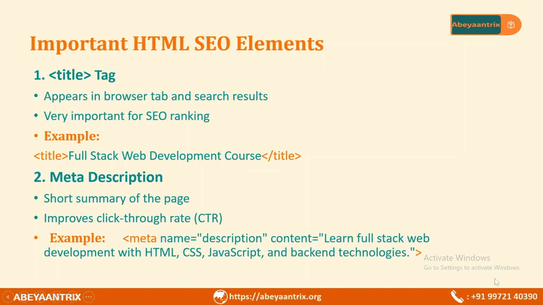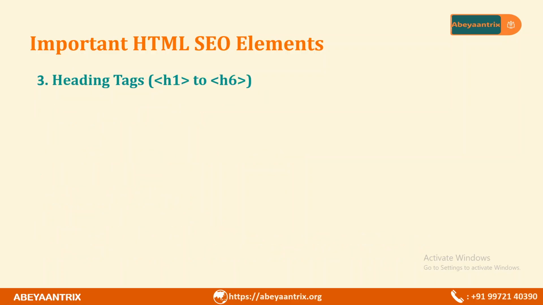So for example, you can write name, description, content, learn full stack web development like CSS, HTML, JavaScript, backend technologies. So when you are implementing a course, you are going to write like this. Otherwise, if you have a shopping app, whatever items you are going to provide in your application, you are going to mention in the content part. Okay, so that will make your page visible to people. Okay, so next is the important thing, headings. Okay, so headings.